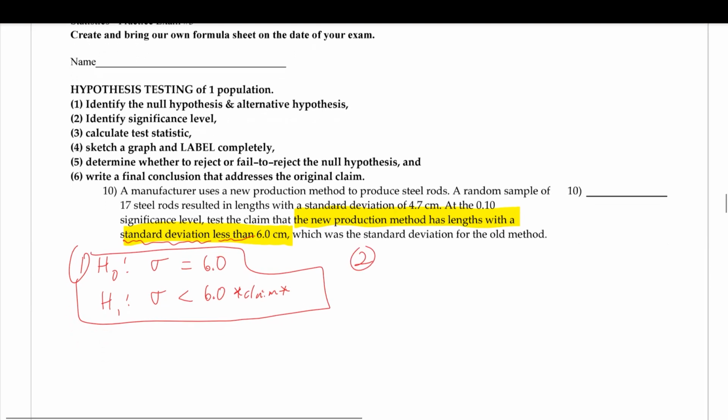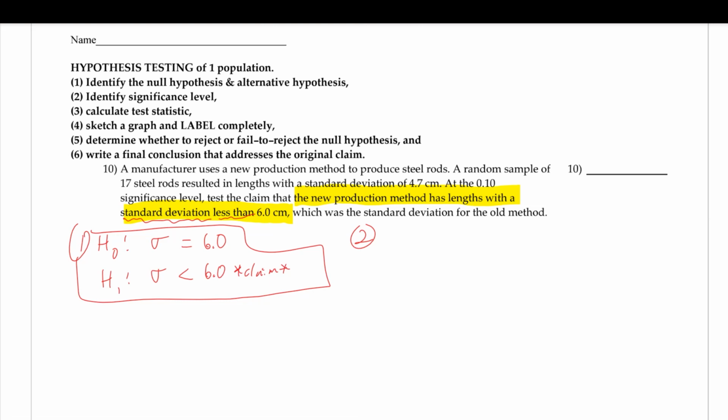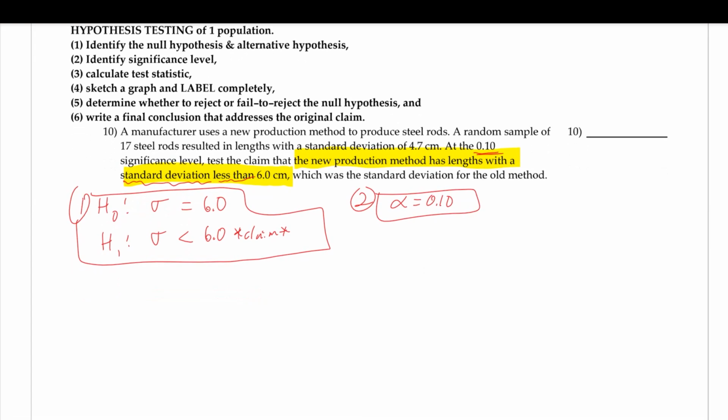Step 2 is our significance level. In our case, they tell us that it's 10%. Step 3 is our test step. When dealing with a standard deviation, the test step for that is a chi-squared distribution. So it's a chi-squared test statistic.